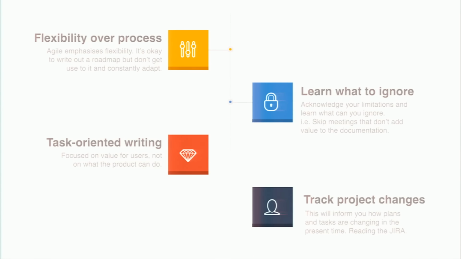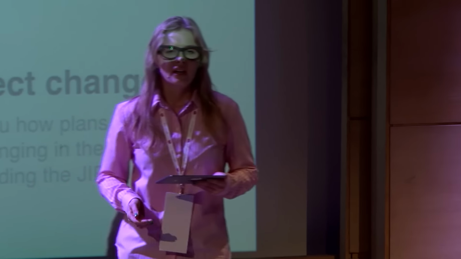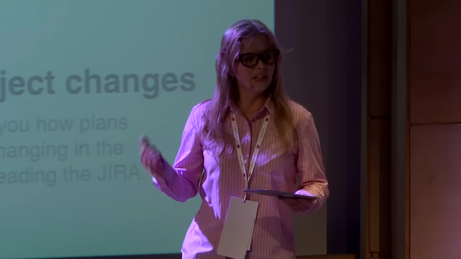So flexibility over process. As I was mentioning before, Agile emphasizes flexibility. So you can have a roadmap, a plan, but you need to be flexible enough to change it. A big one is also that you have to learn what to ignore. You have to acknowledge your limitations, because when you know that you can't handle a project, you know that you might not have the bandwidth for it, then you need to address that issue. So one example is skip meetings that don't add value to the documentation, so you can focus just on what you need.